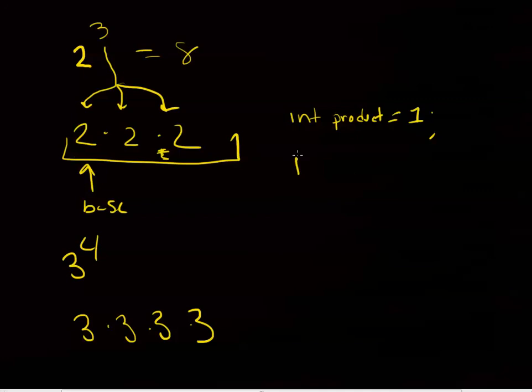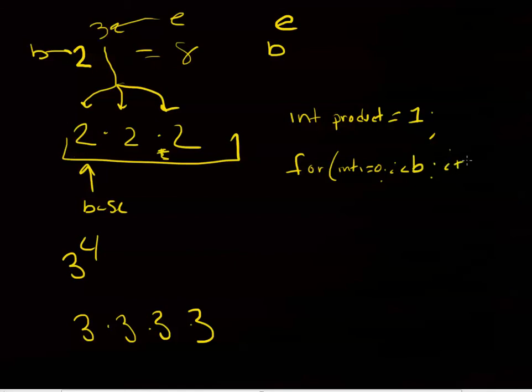Because if we start it with 0, it's going to cause problems for us when we start our first trip around a loop. I probably would want a for loop, int i equals 0, i less than, and let's call this e, and let's call this b. So really our function is going to be b to the e. I'm writing a for loop that simply goes around, i less than e, i plus plus.